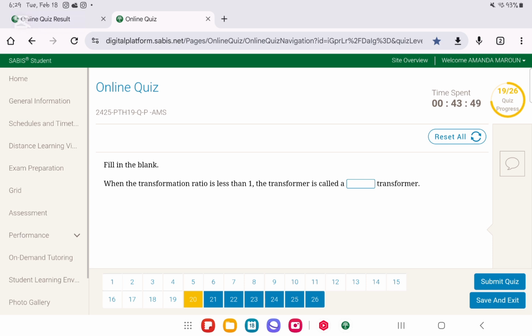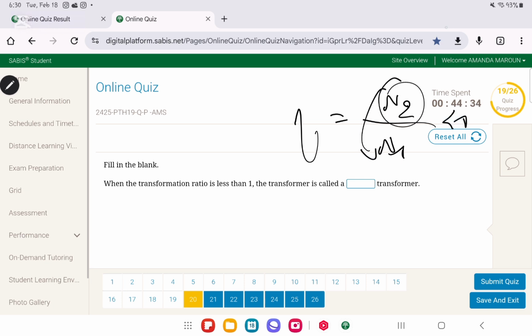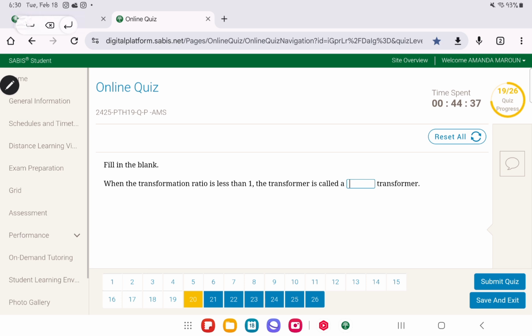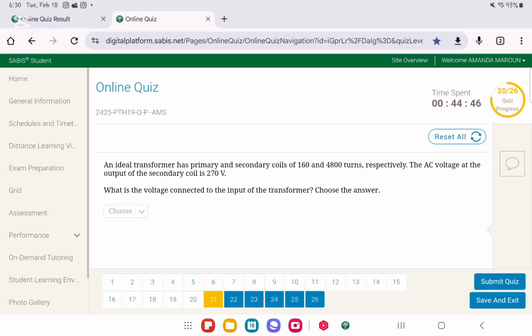They said, when the transformation ratio is less than 1, the transformer is called a what transformer? The transformation ratio, which we denote by nu, is equal to N2 over N1. So if N2 over N1 is less than 1, that means what? That means N2 is definitely less than N1. And if N2, which is the output, is less than the input, that means it is a step down transformer. We move on to question number 21.